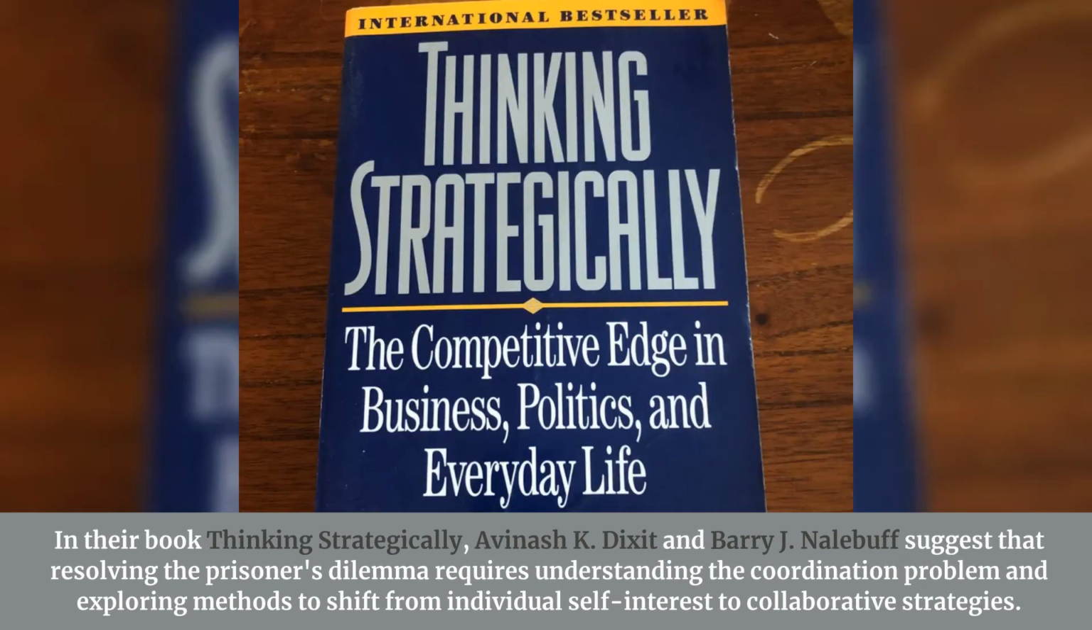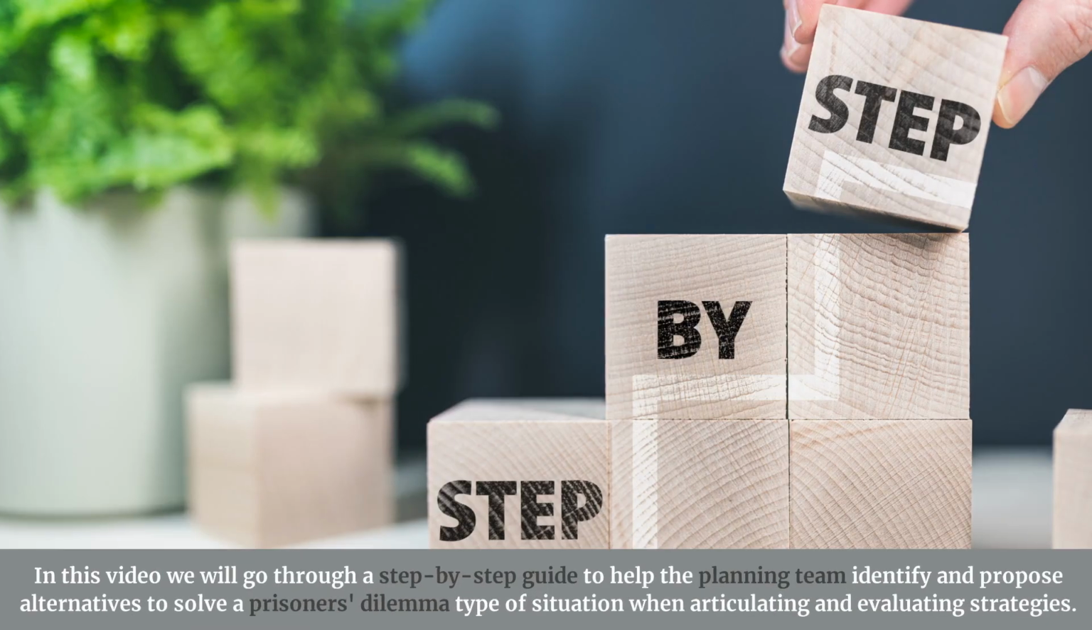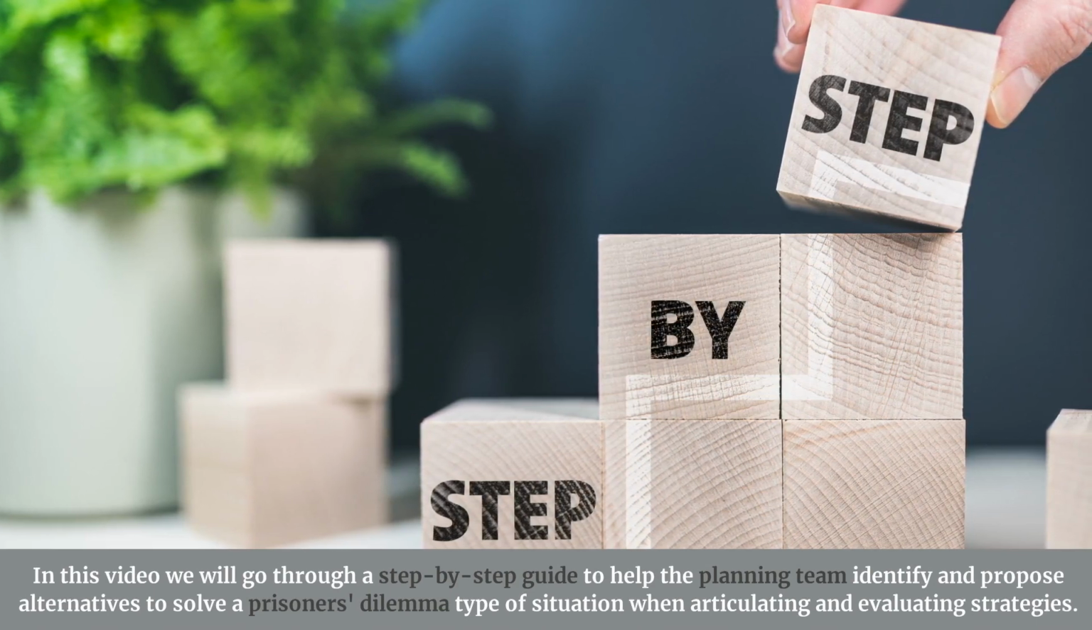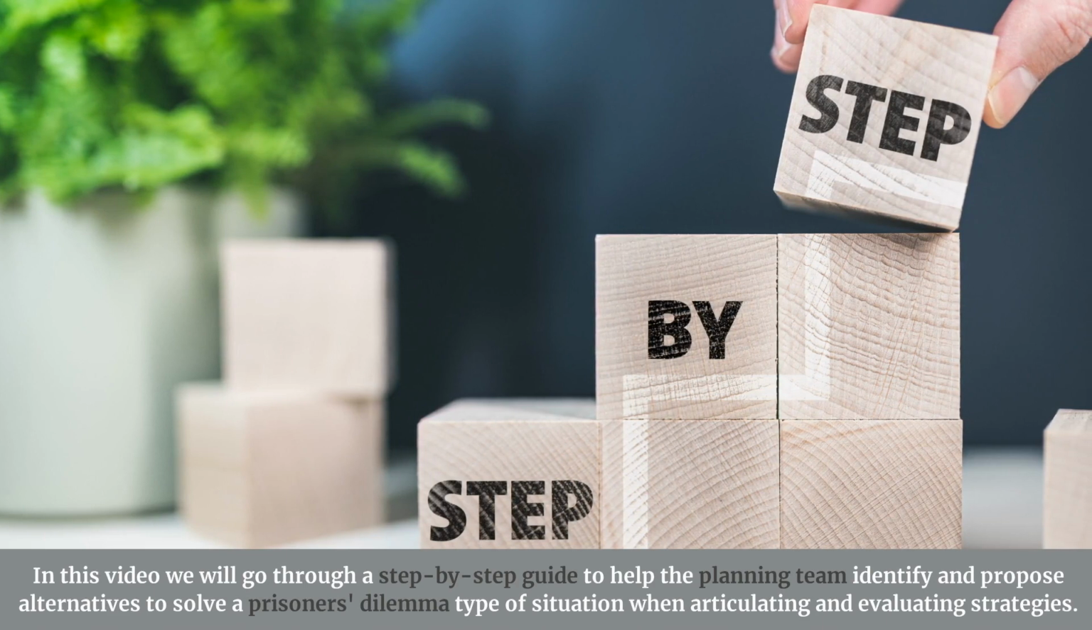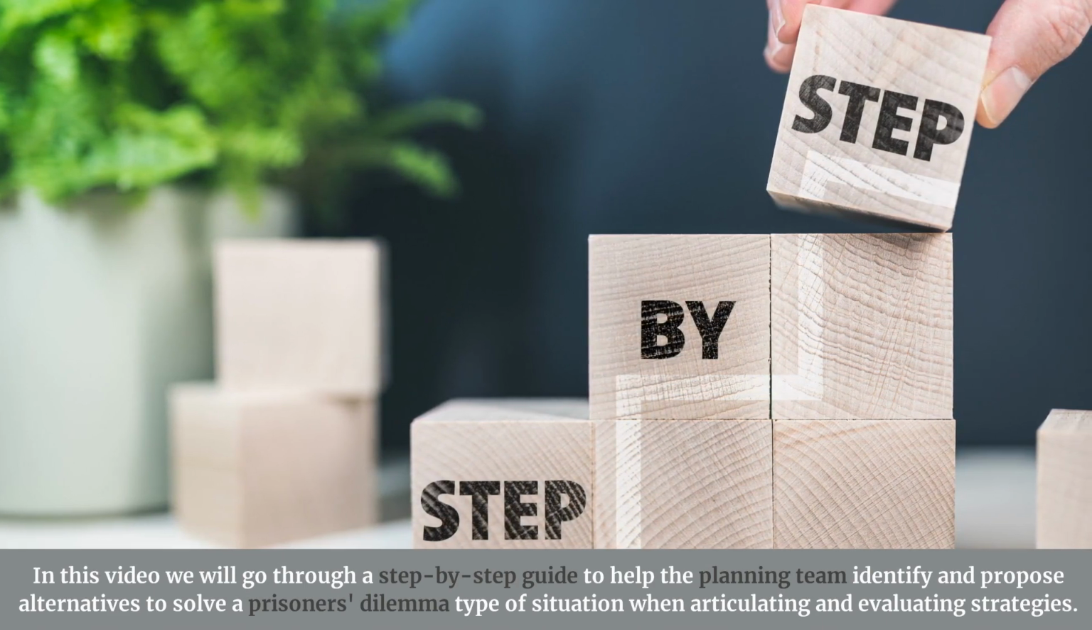In their book Thinking Strategically, Avinash K. Dixit and Barry J. Nalebuff suggest that resolving the prisoner's dilemma requires understanding the coordination problem and exploring methods to shift from individual self-interest to collaborative strategies. In this video, we will go through a step-by-step guide to help the planning team identify and propose alternatives to solve a prisoner's dilemma type of situation when articulating and evaluating strategies.